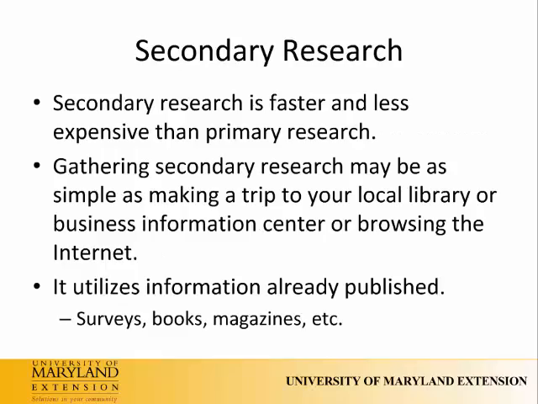We're going to spend a little bit of time talking about secondary research, and it's kind of interesting that it's called secondary, because I think it's probably the first thing that you do when you're exploring a product: you go out on the web or to the library and start gathering data. Secondary research is faster and less expensive than primary research, and it's as simple as going to the library or business center or browsing the internet. Even though it's called secondary research, it's something we do first: go out and browse and take a pulse of what's going on. It utilizes information that's already out there and already available.